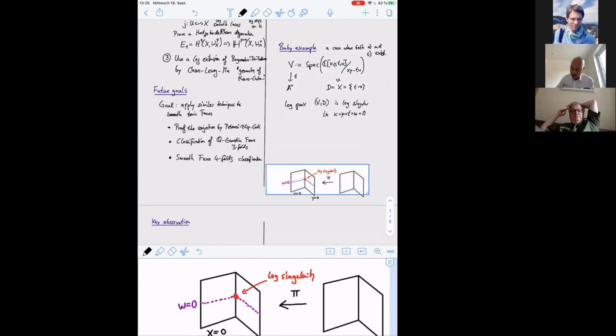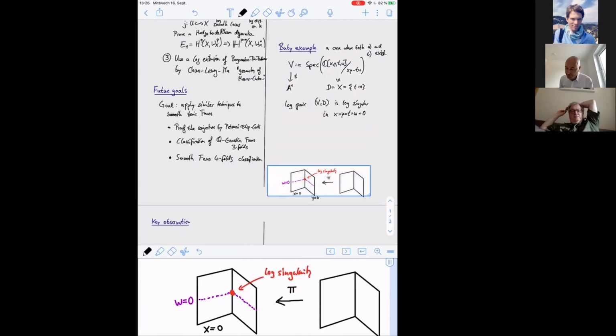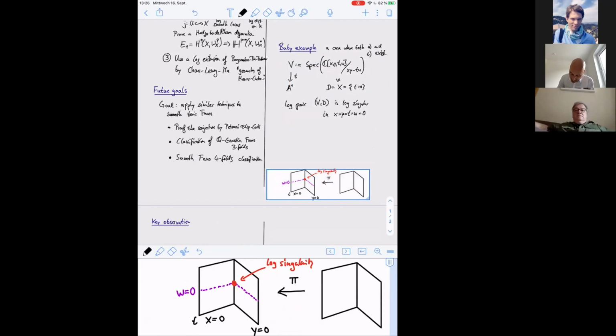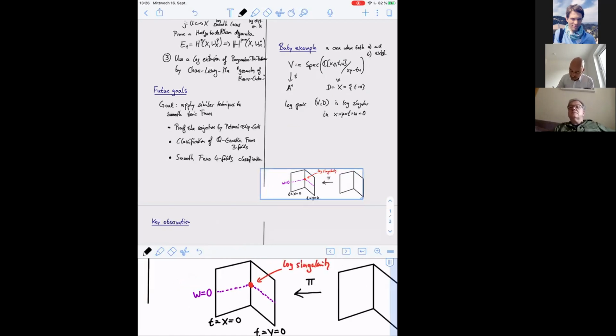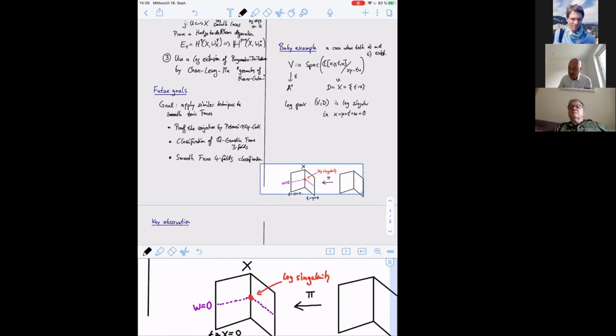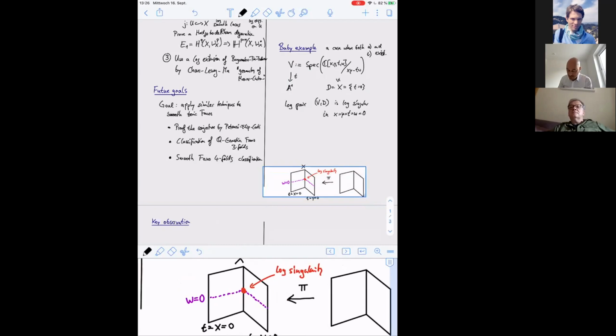And here I've given you a picture. So I said the toric boundary has 4 components, but only 2 of them are part of X, namely the component where t and x are both 0. That's one component of X, and then the other one is where t and y are 0. So I'm drawing here the space X, and it has this log singularity at the isolated point where x and y and w are 0, and t is also 0.